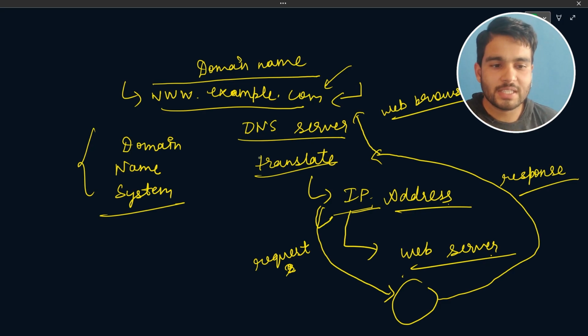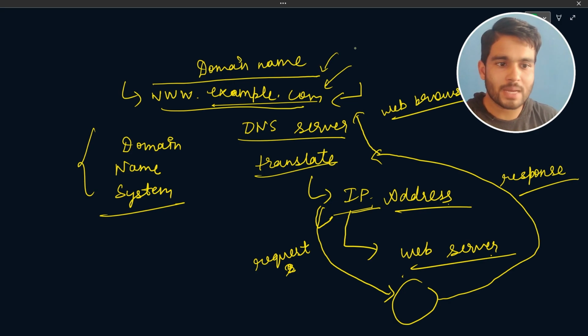Now you will ask, if this DNS server translates this domain name into an IP address, how does it translate? Actually, it is not converting it into an IP address, it is just retrieving the data. If you want to host your website on the World Wide Web, so that everyone in the world can access it, you will have to pay some money to get a domain name, and to host your website you will also have to pay.